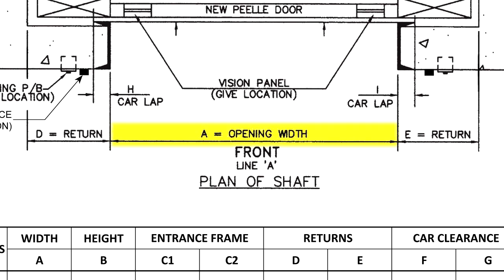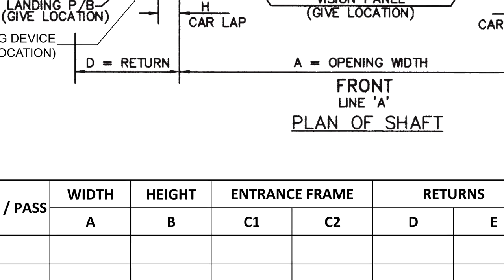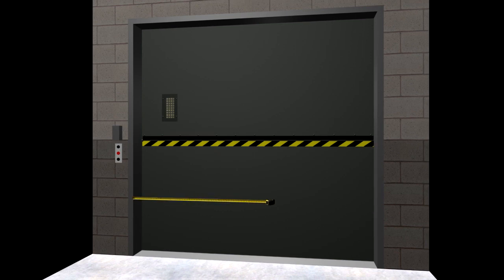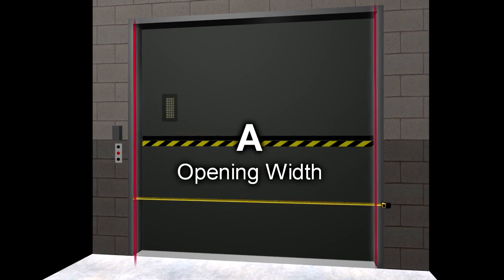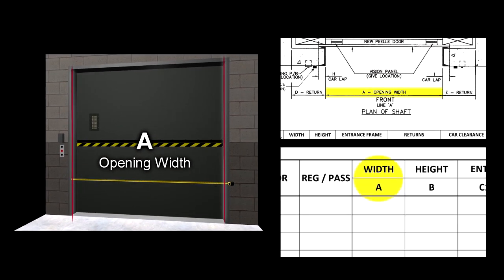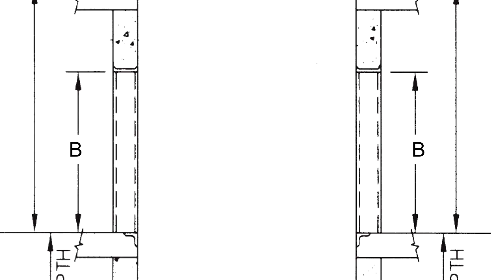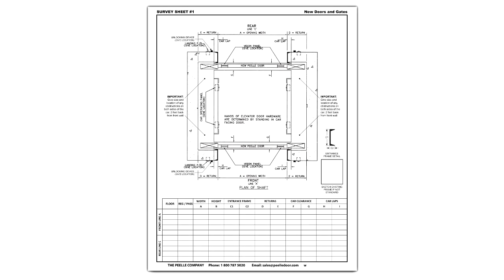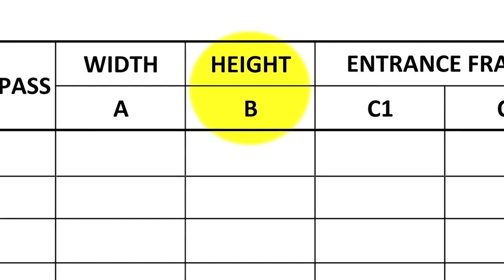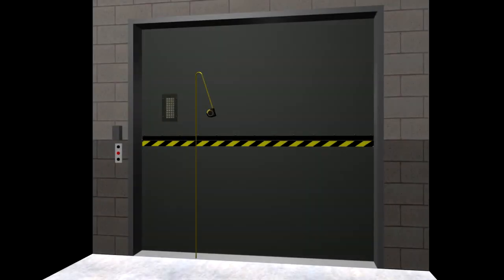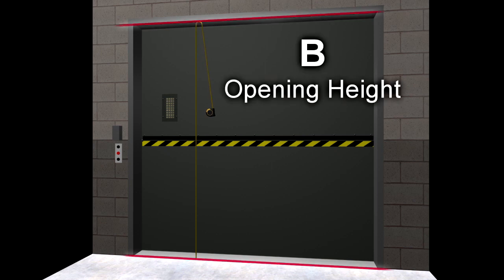Opening width, dimension A. From the hall side, measure the full opening width of each landing door. Measure from one jamb to the other. Opening height, dimension B. From the hall side, measure the full opening height of each landing door. Measure from the floor to the header.